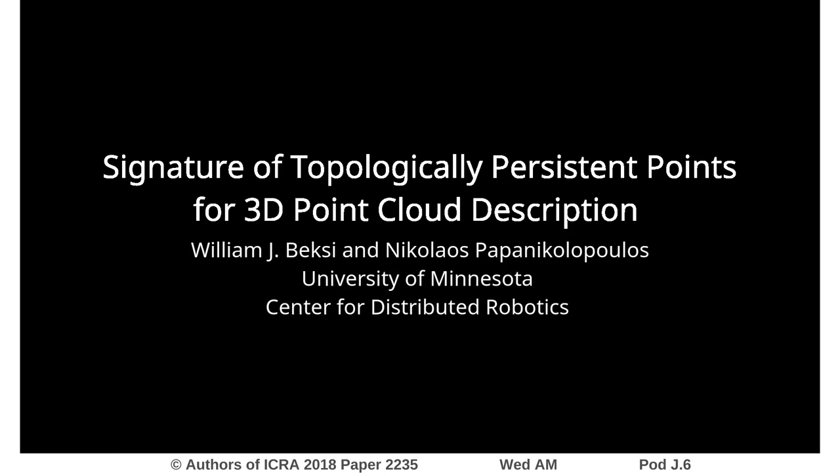In this work, we present the signature of topologically persistent points, STPP, a global descriptor that encodes topological invariants of 3D point cloud data. These topological invariants include the zeroth and first homology groups and are computed using persistent homology, a method for finding the features of a topological space at different spatial resolutions.